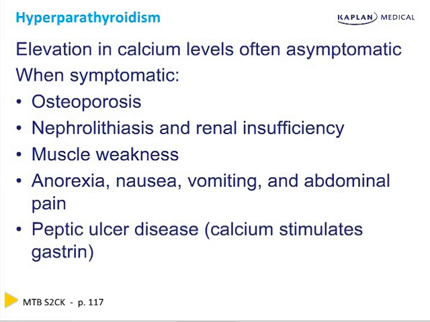Peptic ulcer disease is very hard for people to understand until you realize that calcium is a stimulant to gastrin as well. Calcium causes acid. Doesn't that make this a little bit like a Zollinger-Ellison? And the answer is yes, it does.